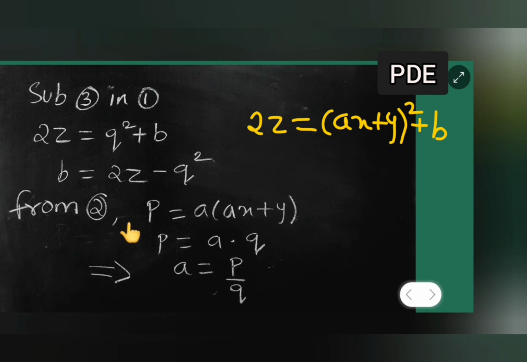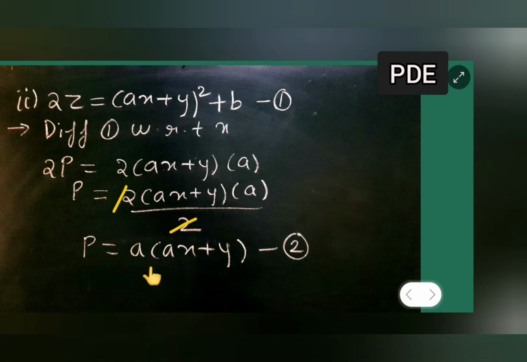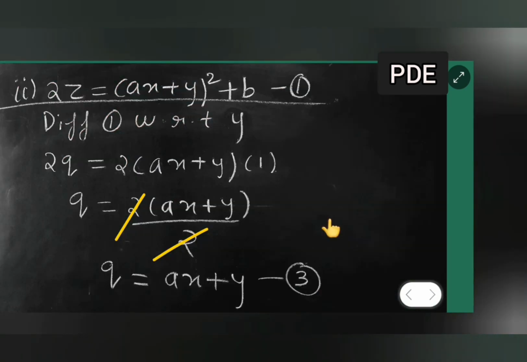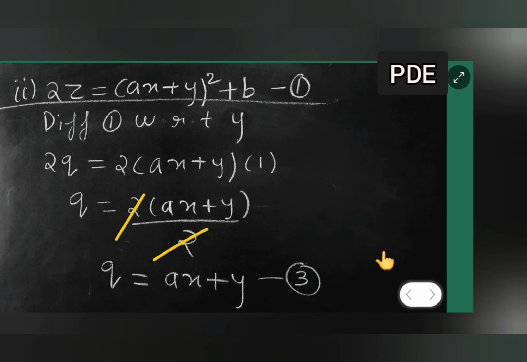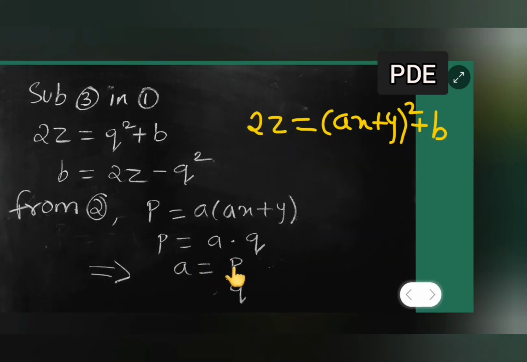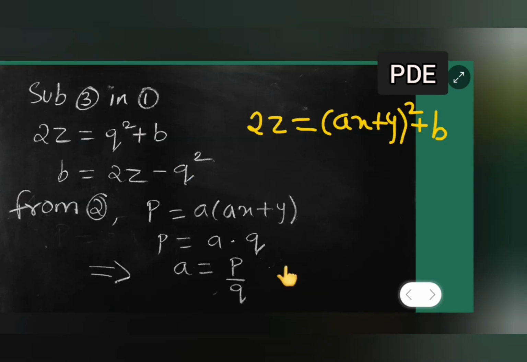From 2, what am I going to get? Equation 2 is here: p is equal to a into (ax plus y). So from 2, p is equal to a into, what is (ax plus y)? (ax plus y) is nothing but q, right? Then a is equal to p upon q, take it down. So we got the value of a, and now we want the value of b. So what will equation 1 become?